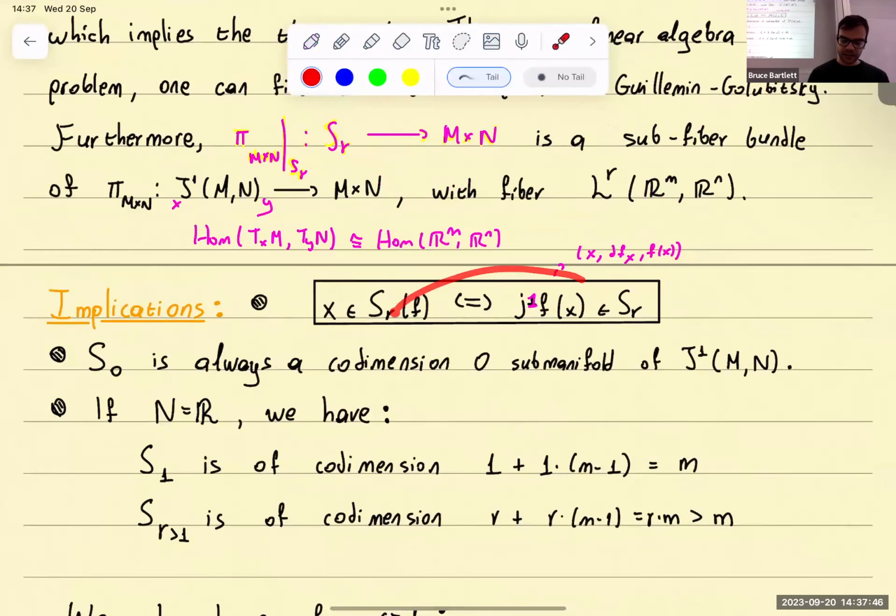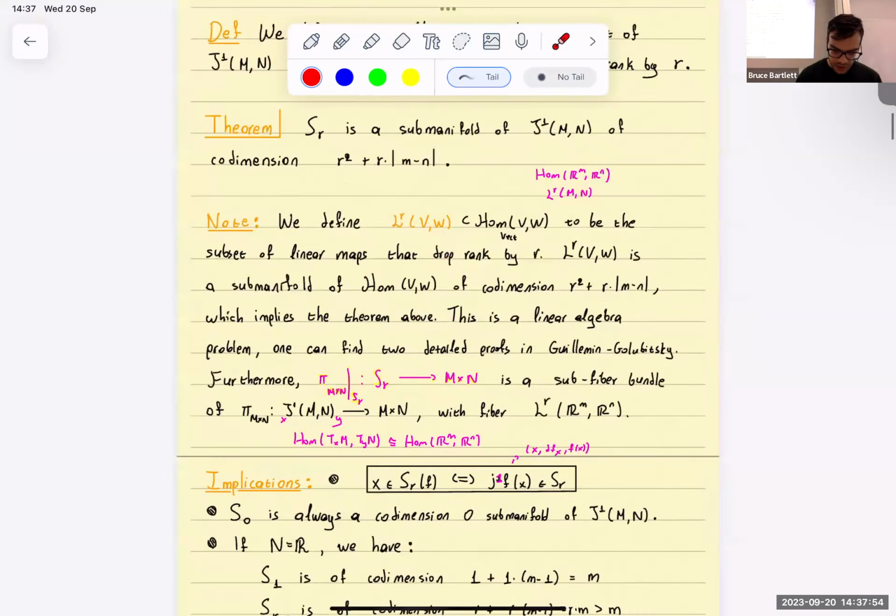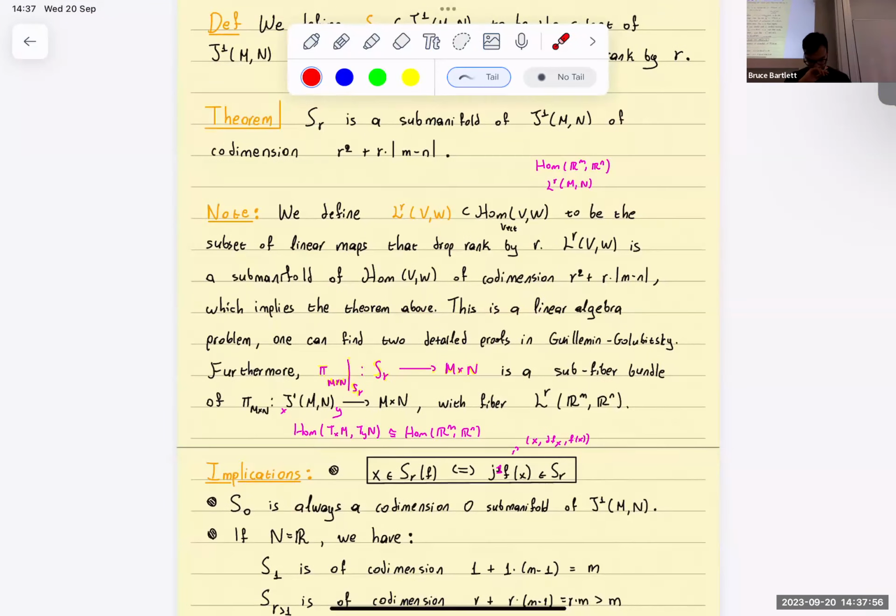So is this one clear? Let me zoom out a little bit to fit more into the page. S_0 is always going to be a codimension 0 submanifold of J1, because if I put R equals 0 here, I get 0 back.